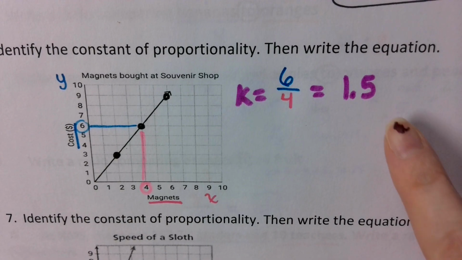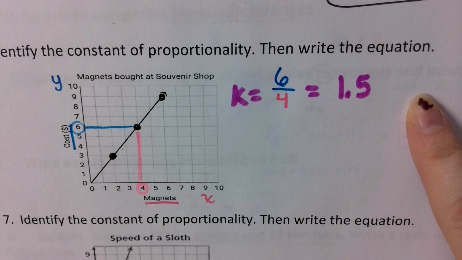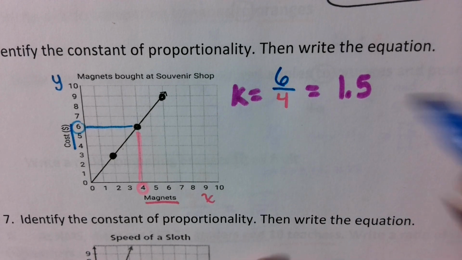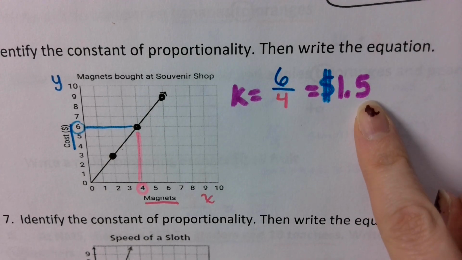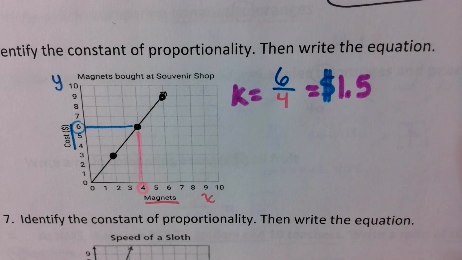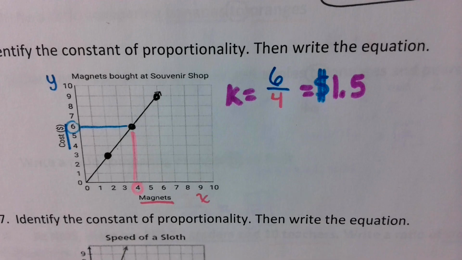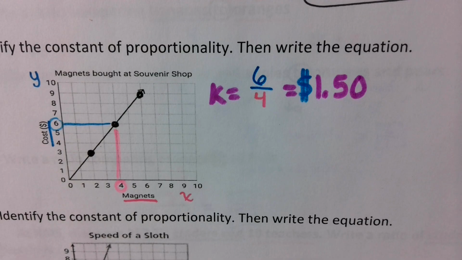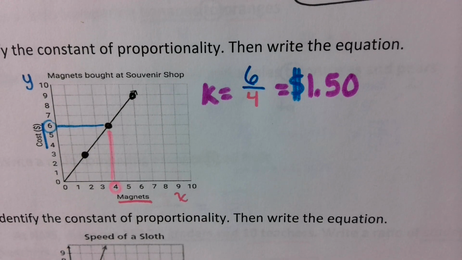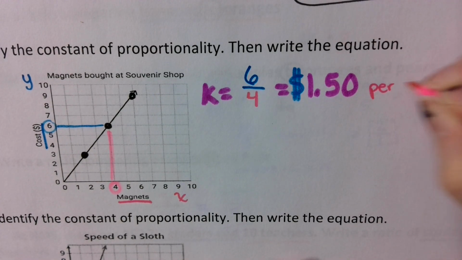But we're talking about dollars, right? So where do I put my dollar sign, in the front or in the back? In the front, right? I have to put my dollar sign in the front. So it's 1.5 dollars. Do I really write 1.5 though for dollars? You need a 0. Good. We need a 0. So it's $1.50 per what? Per magnet.